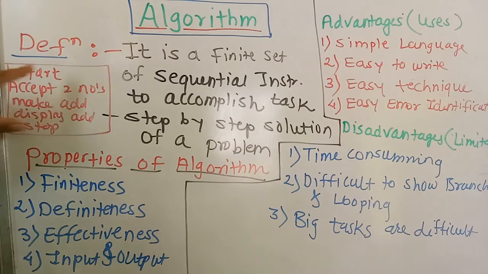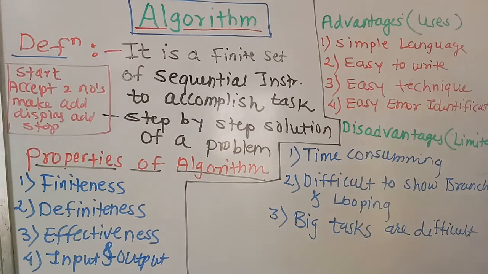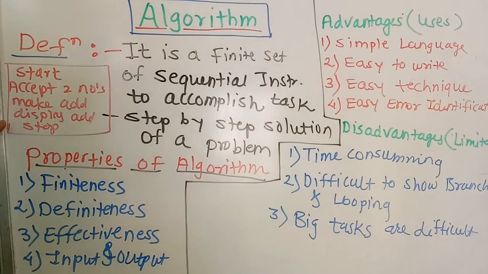Start will be converted into hash include and void main. Accept two numbers means we will create two numbers as integers a and b, and by printf and scanf we will accept them. We will make the addition by c equals a plus b. Display the addition means we will display it by printf, and stop is nothing but the closing curly bracket. We have listed only those steps which will actually be converted into our program. So it should be effective in nature, meaning try to write only the essential and necessary steps.